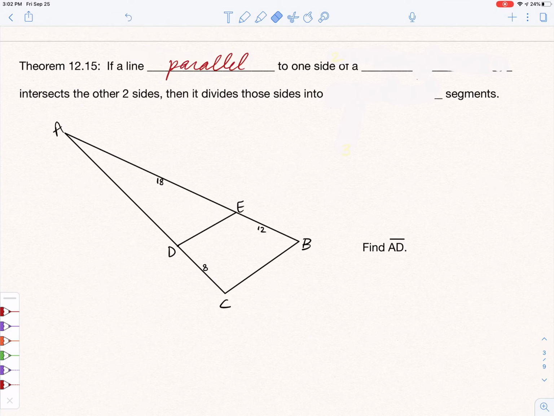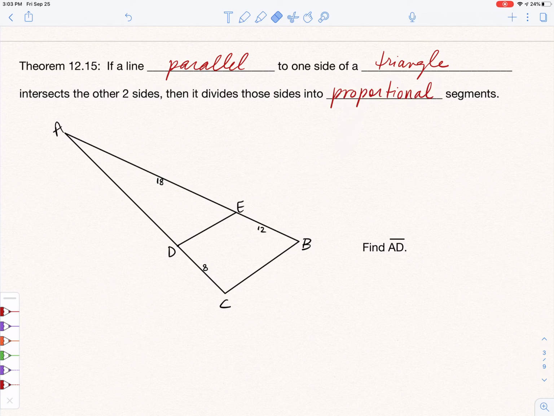If a line parallel to one side of a triangle. Now let me stop right there and take a look at the picture that I've got down here. You can see that I've got a line, it's technically a line segment, that is parallel to one side of a triangle. So that's the gist of what we're going to be talking about here. If a line is parallel to one side of a triangle and it intersects the other two sides, then it's going to divide those sides into proportional segments.